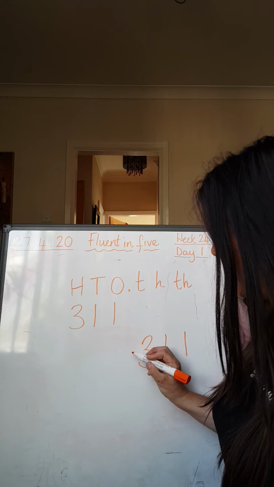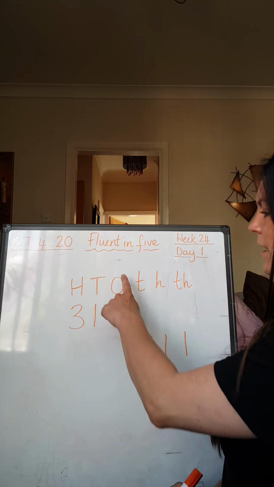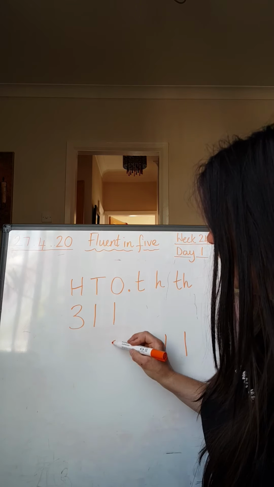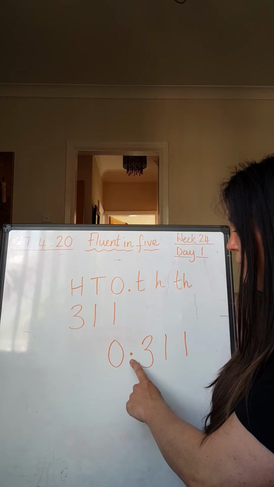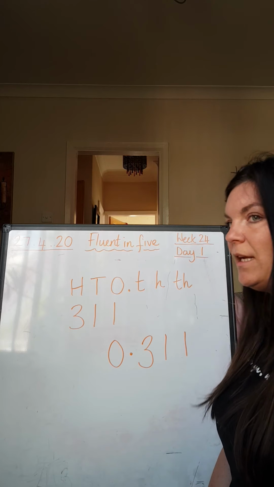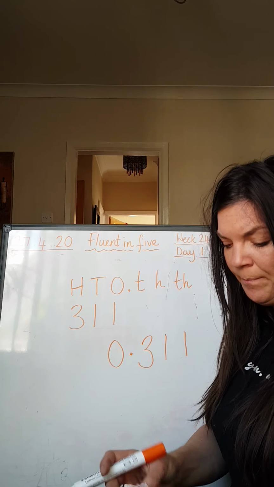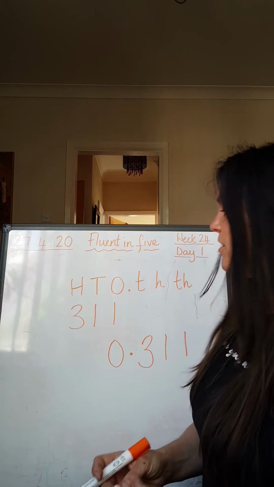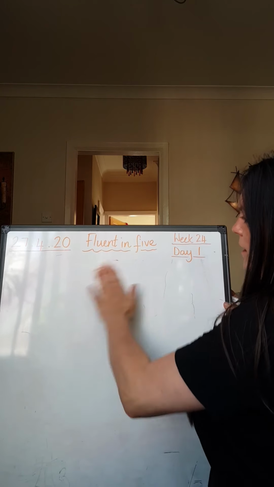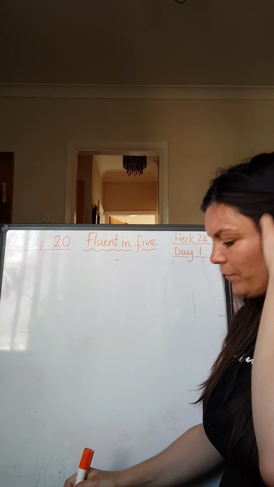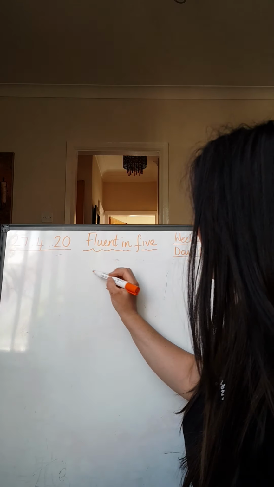Don't forget to put the decimal point in. And I never leave this column blank. I always put something in the ones column. So the answer is still 0.311. I hope that makes sense to you. Which way do you find easiest to do it? Because it's really up to you. Which way your brain works and which way you find it easier. Okay, question number 3.